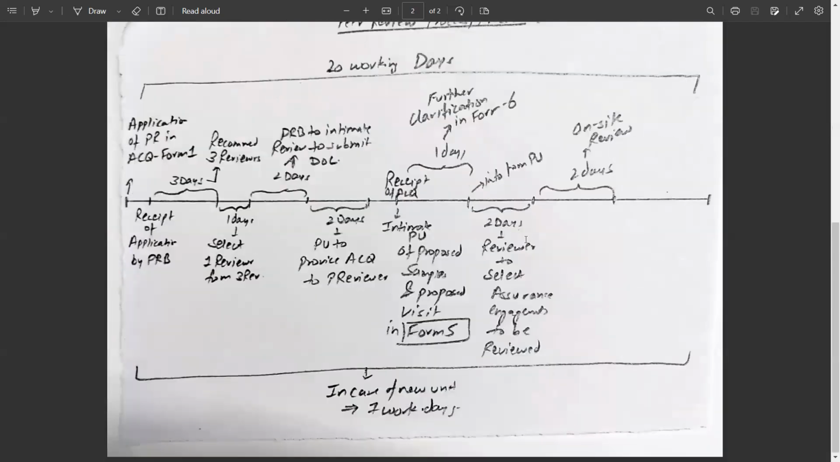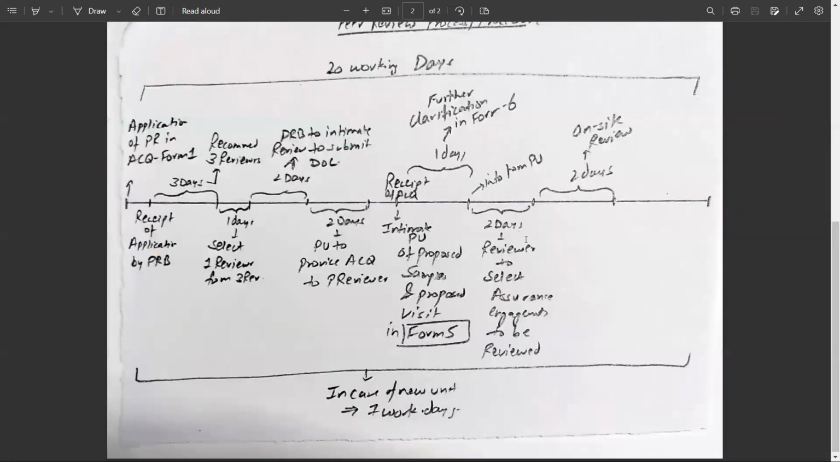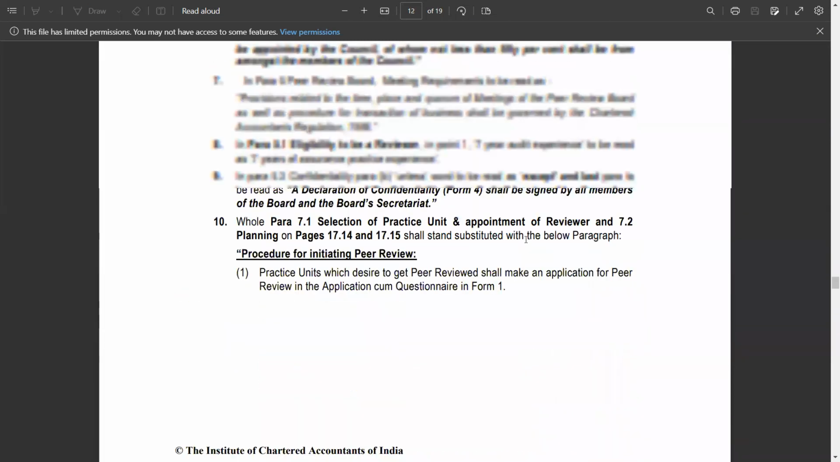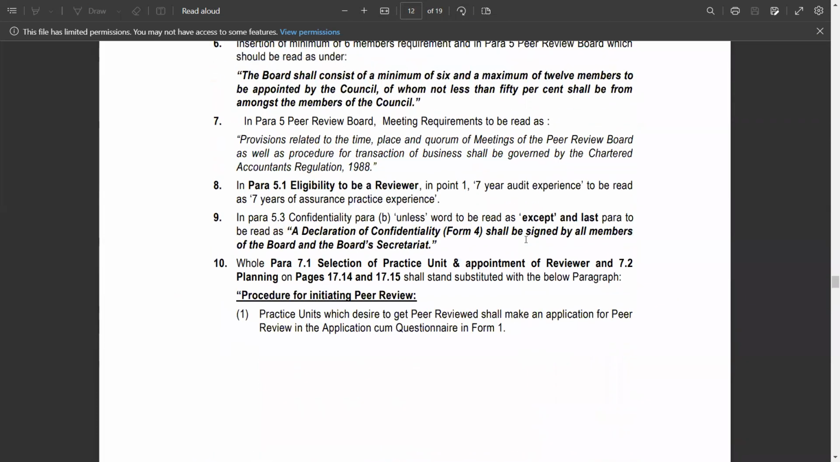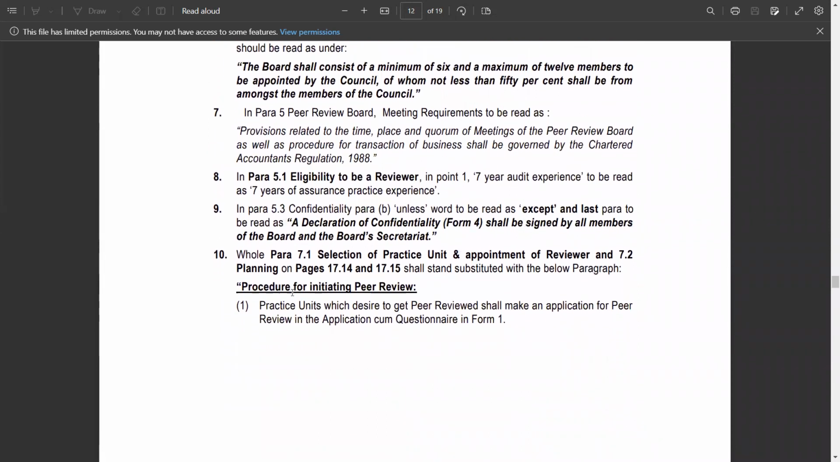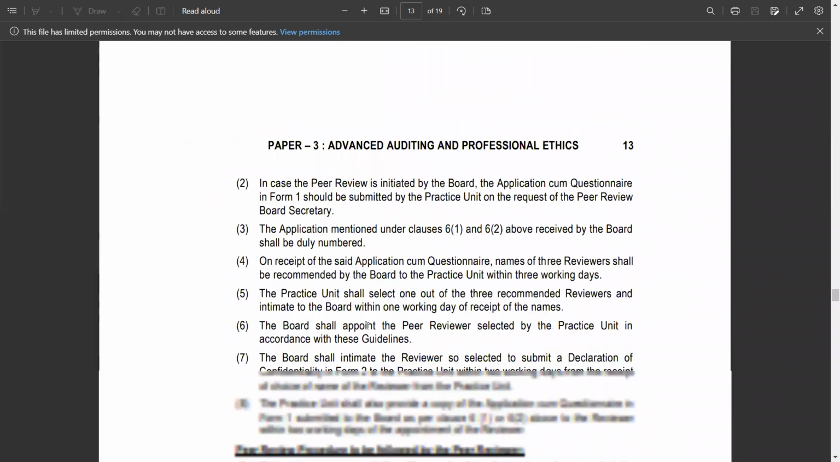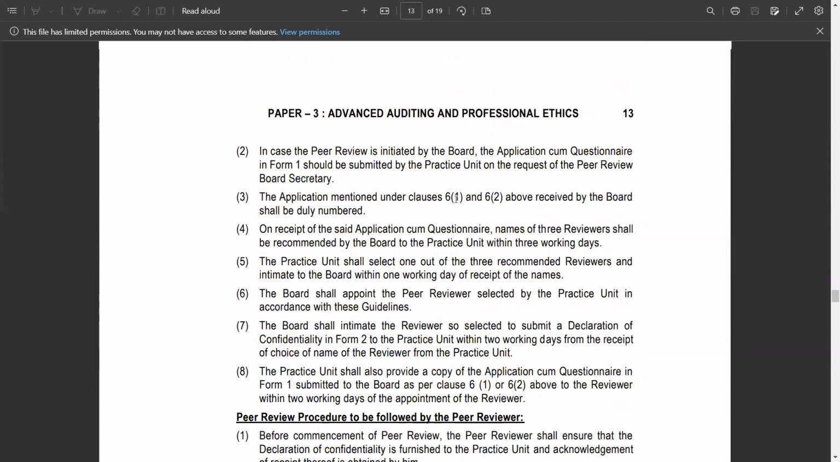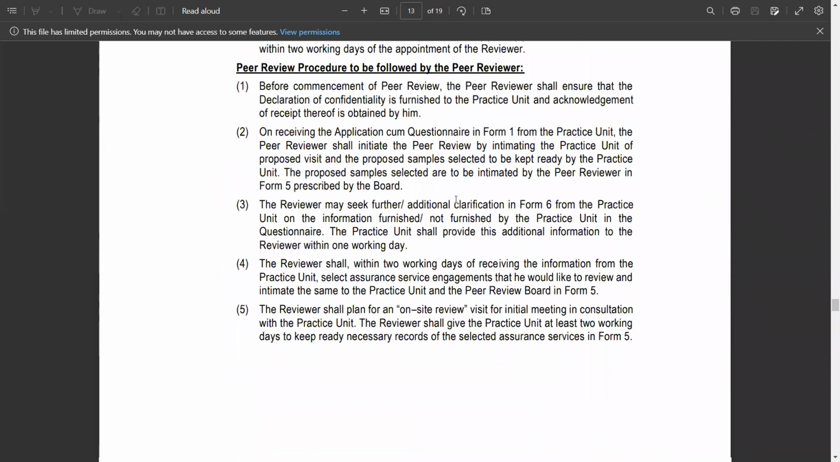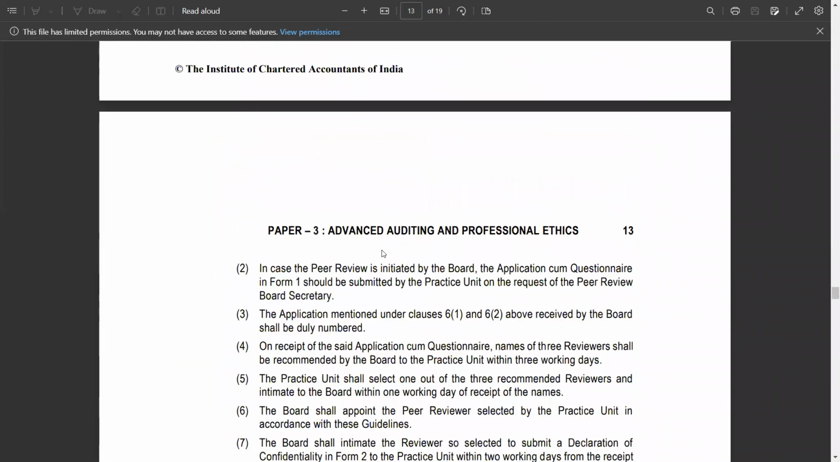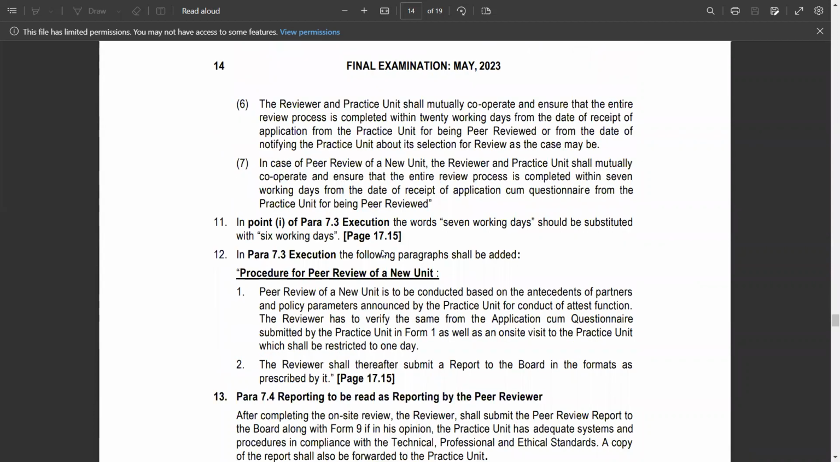Okay, so let's give it a read from the amendment document. As you can see, it is divided into procedure for initiating peer review and procedure to be followed by the peer reviewer. So it is broken down into 2 parts. In this timeline, I have combined both the procedures into one timeline so that it is easier to remember the things.